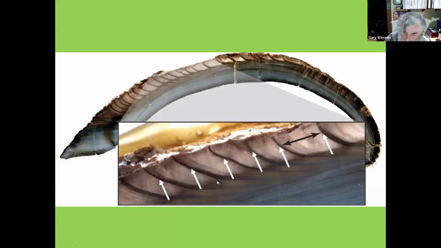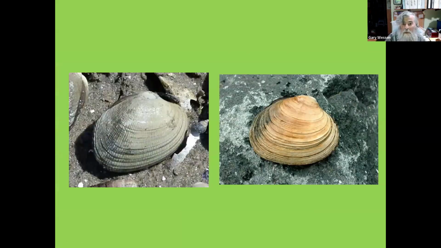And that's basically the underlying concept for doing this. The Veneride clams are better to work with than mussels. Mussels have an irregular shape to them, and I would tell you that working with mussels is a lot harder. These are the steamer clams, and if you look here, the winter checks form these more developed rings.